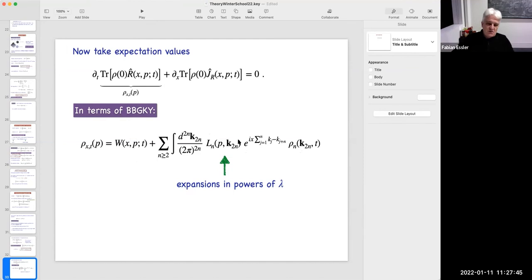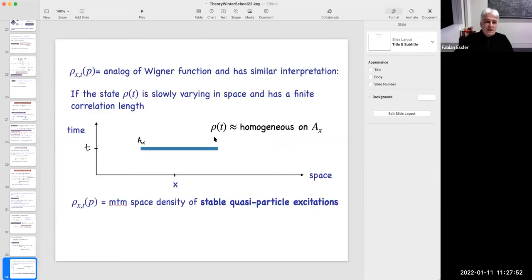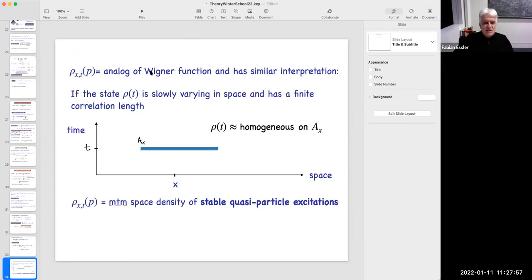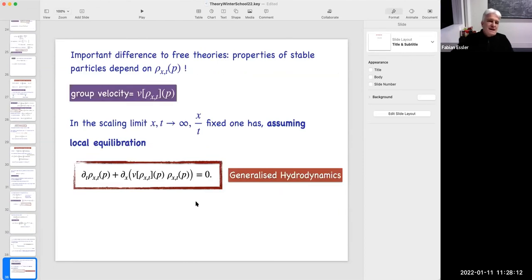And you can work out these kernels here order by order in perturbation theory. And so this generalization of the Wigner function has a completely analogous physical interpretation. It's now the momentum space density, not of free fermions, but of stable quasi-particle excitations that exist in these interacting integrable models.